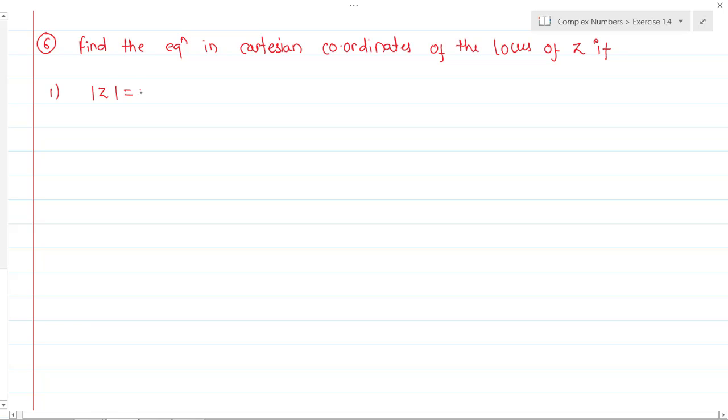Question number 6 says: find the equation in Cartesian coordinates of the locus of z if, first one, mod of z is equal to 10.